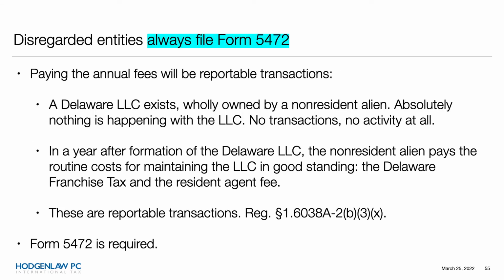Disregarded entities, emphasizing this one more time, always file Form 5472. And what I said at the beginning, that we ourselves put our foot in this pile of dog poo, this is where we did it. It was a foreign person who had a grantor trust, owned an LLC, owned a house that he used when he was on vacation here in Los Angeles.